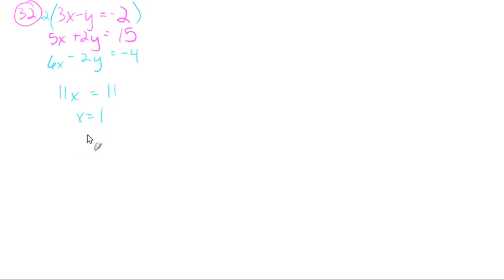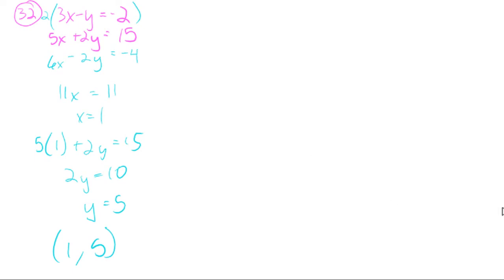And if x is 1, let's find out what y would be. We could just plug it into, say, this equation here. So 5 times 1 plus 2y equals 15. Subtract 5 on both sides, so 2y equals 10 and y equals 5. So our solution is 1 comma 5. Okay, so I chose a method, and there it is. There's the answer. There you go.